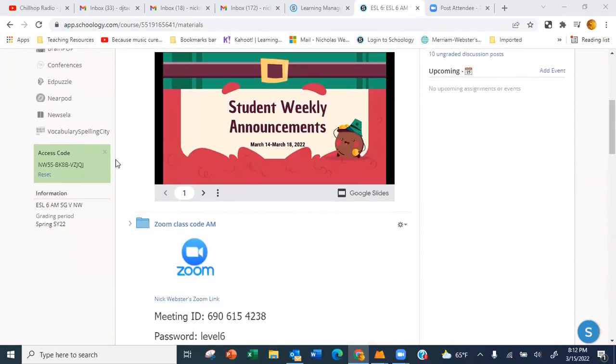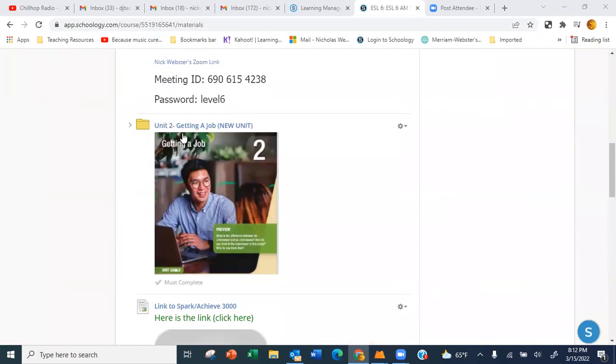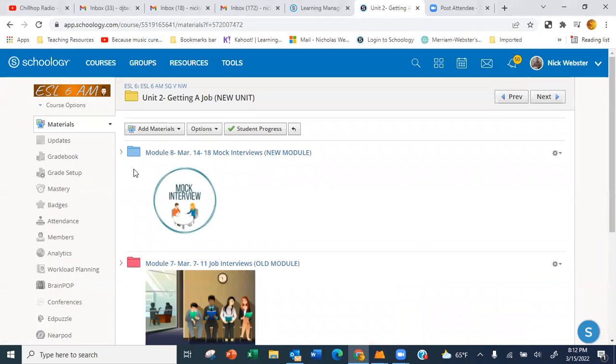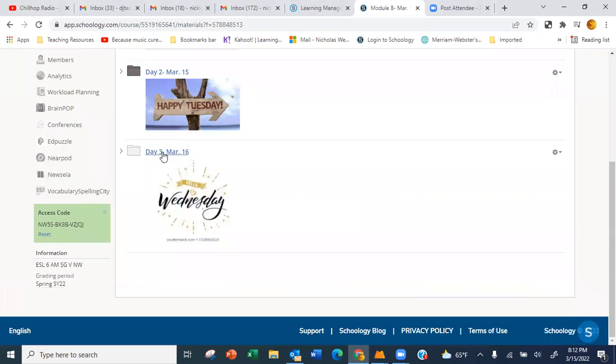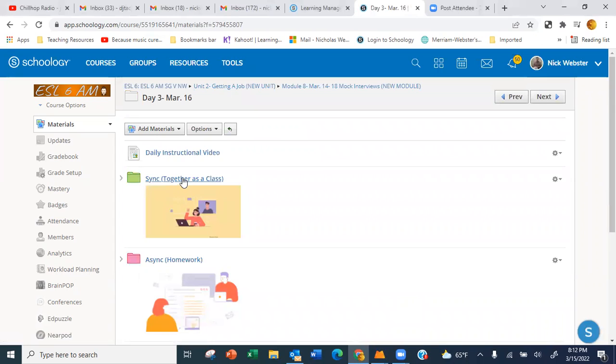So you want to scroll down from the main page and find Unit 2, Getting a Job. Then come to Module 8. And then Day 3, March 16th. So let's start here in the sync folder.